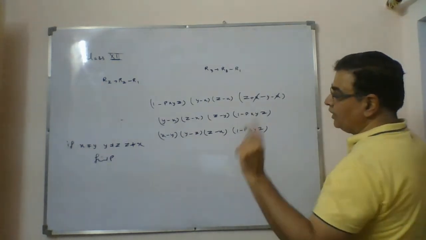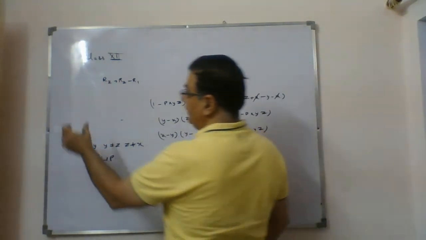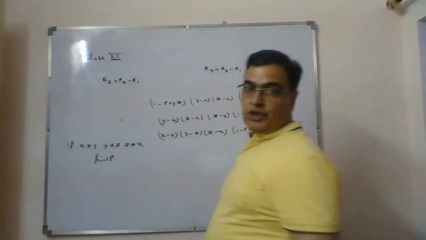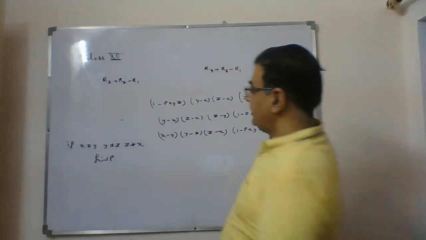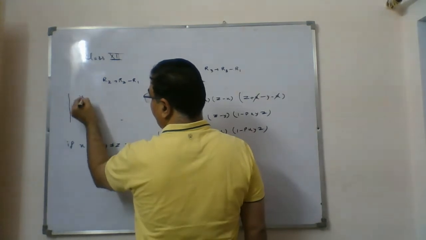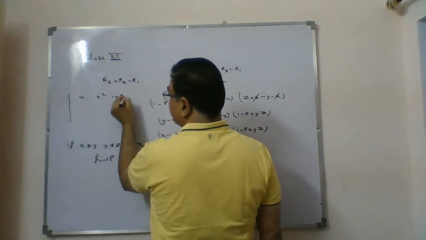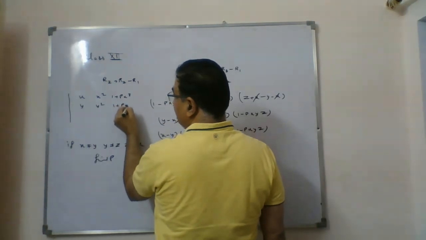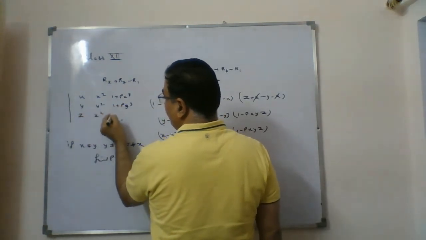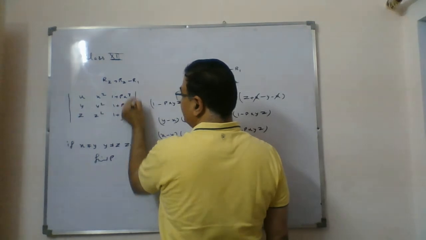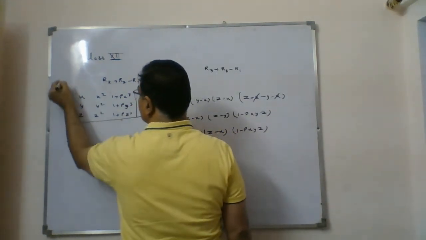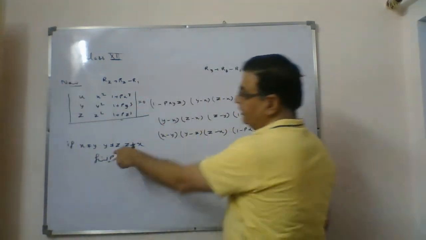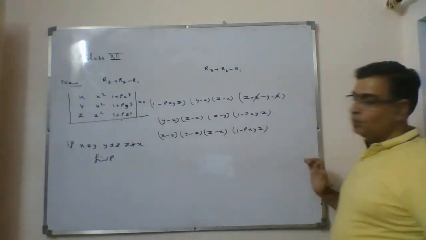And in this case, one more thing they will give. The whole expression is equal to 0. That means they give it this way: x square 1 plus px cube, y square 1 plus py cube, z square 1 plus pz cube equal to 0. This is a new question. Then find out p if this condition holds.